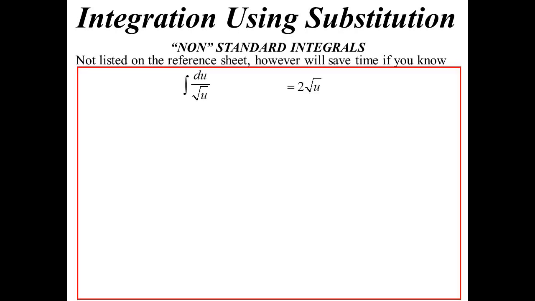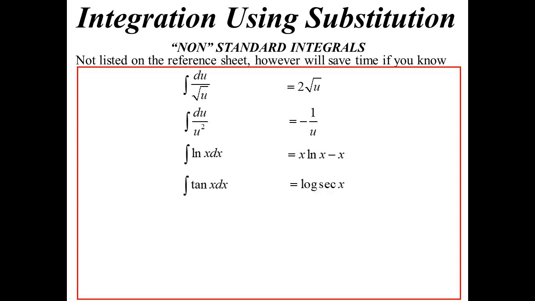Du on root u. It comes up so often in our questions. Integrate du on root u and you get 2 root u. You don't have to worry about putting them back in the index form and all that. Bang, there's the answer. This one also comes up a lot: du on u squared, just minus 1 on u. Log: this you actually do work out by integration by parts, but again, it comes up so much, you just remember it. Integrate log x, you get x log x minus x.